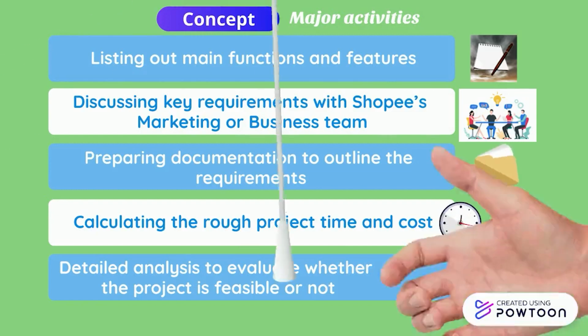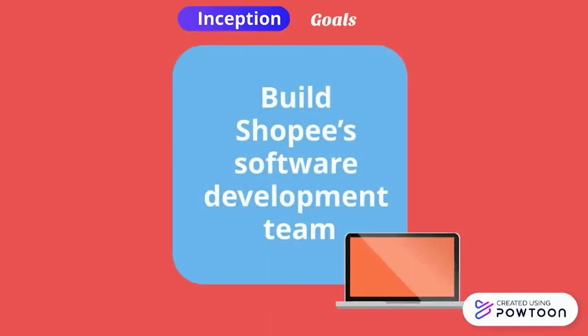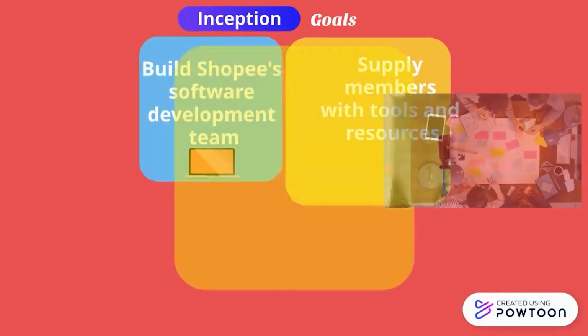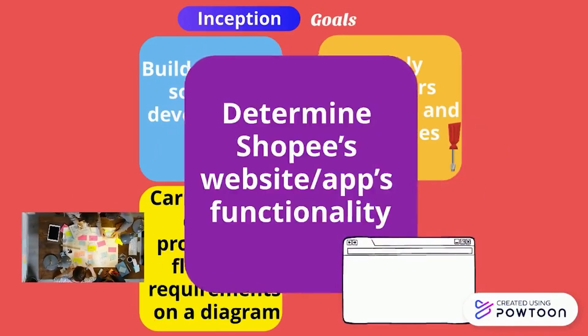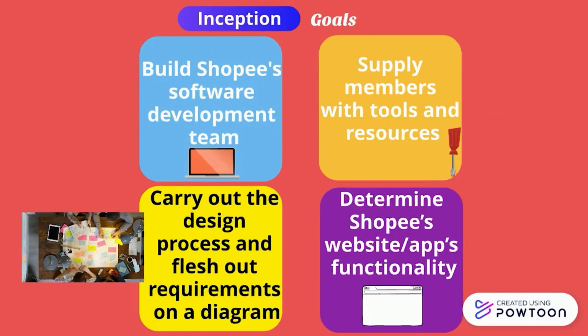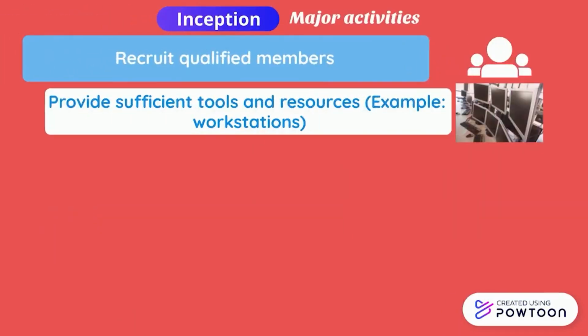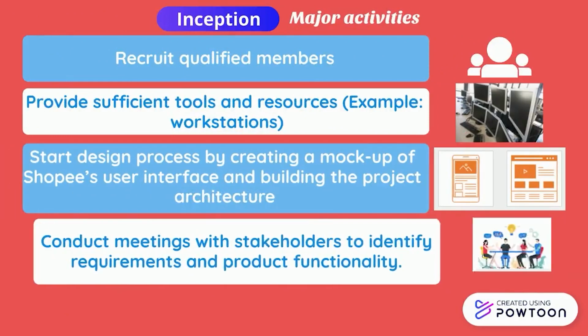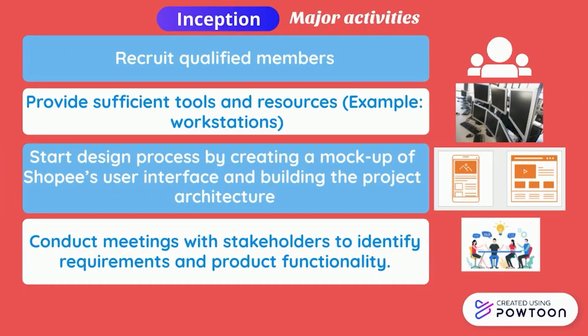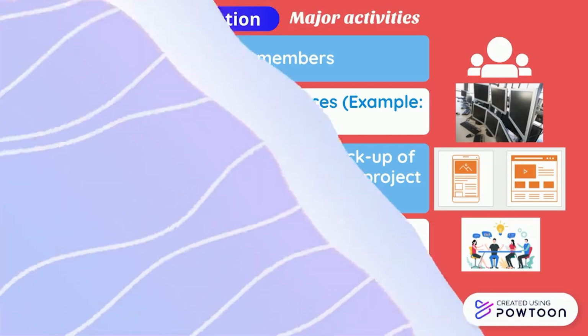For Inception, the goals are to build the software development team and provide members with sufficient tools and resources, carry out the design process, and identify the product's functionality. The major activities are recruiting qualified members, provide tools and resources, start design process, and conduct meetings with stakeholders to identify product functionality.